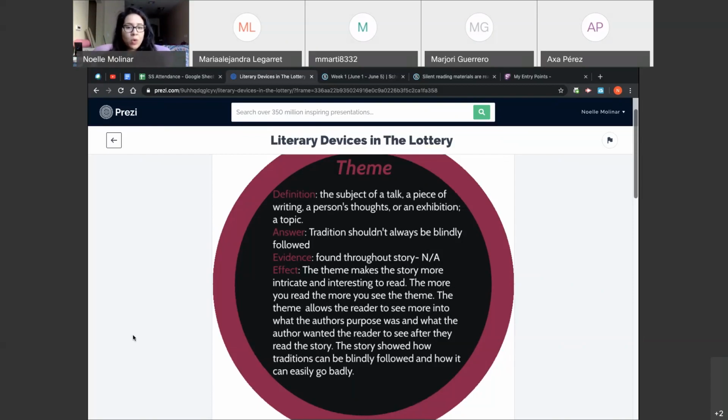So in this case, what is the author's purpose? And what does the author want the reader to see after they read the story? The story showed how traditions can be blindly followed and how even though you follow this tradition, it still does not end well. So it ends, unfortunately, in someone about to die. This theme is going to come up a lot more. When we talk about a poem or another story we're going to read later in this session, when we talk about theme, now you can think back to the story of the lottery and think, oh, I remember the theme of that. How are they similar? Usually having a past example helps you to understand something that you're doing right now.